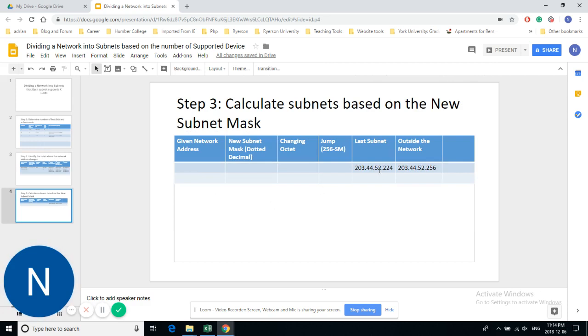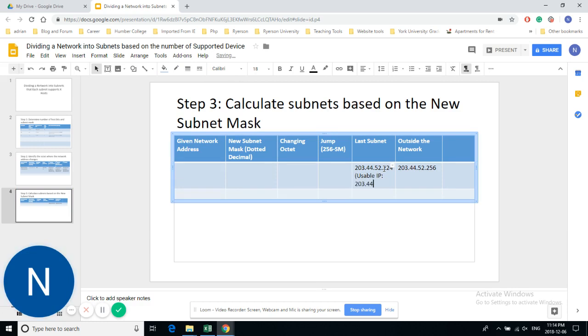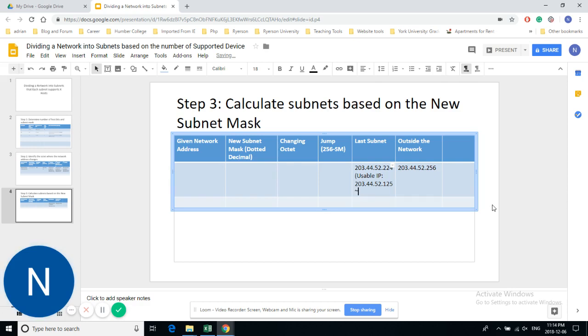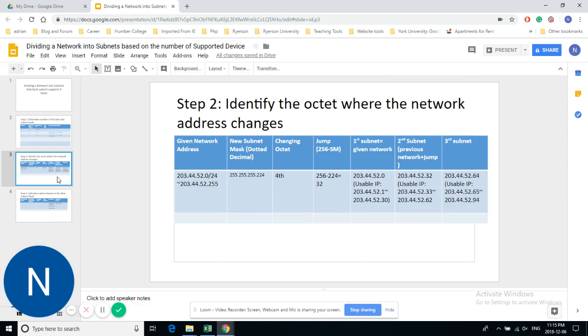Now let's take a look at the last subnet. Again, the usable IP range starts from 203.44.52.125 and goes up to two addresses less than the next network address, so 203.44.52.254. Okay, so this is a usable IP address range. The broadcast address would be 203.44.52.255, one address less than the next network address. I'm saying it's outside the network because it's not part of our network address range. All right, so you've got all the information you need.